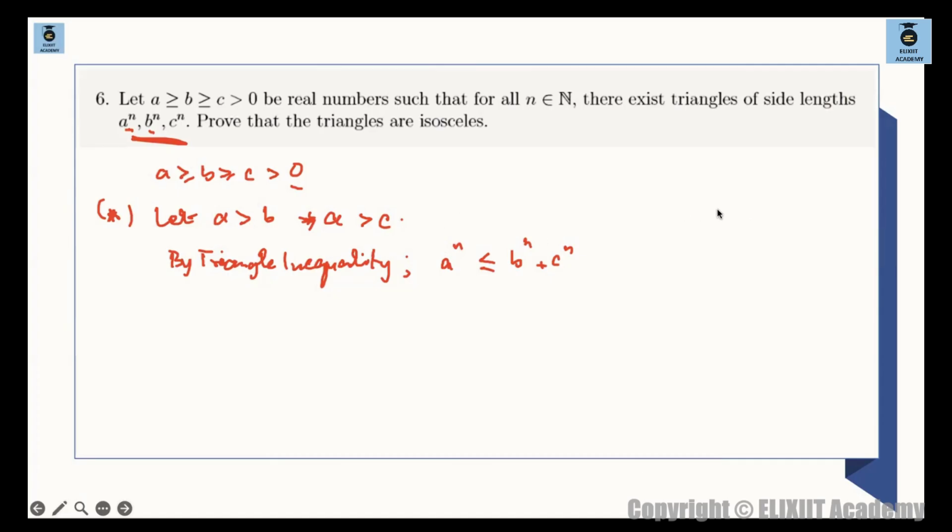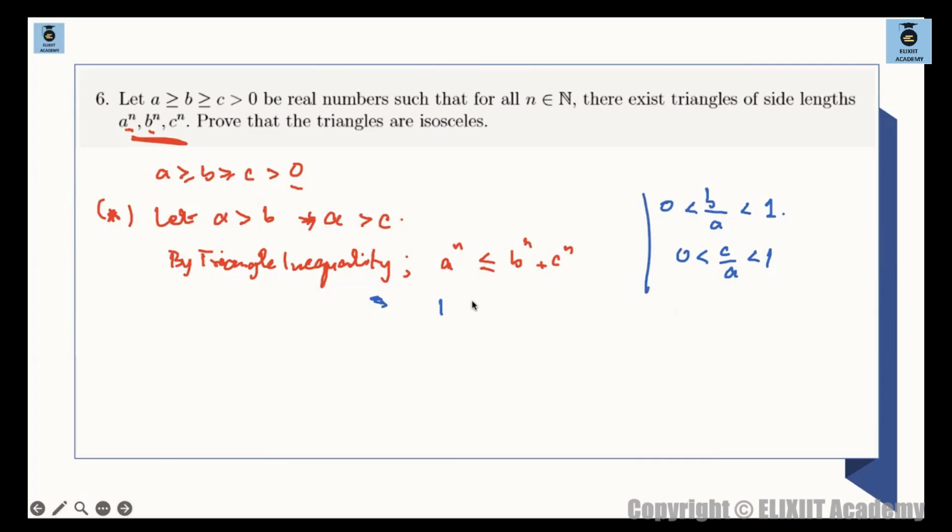So don't you think that if A is more than B, then B by A will be less than 1? A is more than B, which means B by A is less than 1. And also B by A is positive because these are positive numbers. So definitely B by A is less than 1 and definitely more than 0. And similarly, C by A is also less than 1 and greater than 0. Okay. So from these two only, you can decide what to do next.